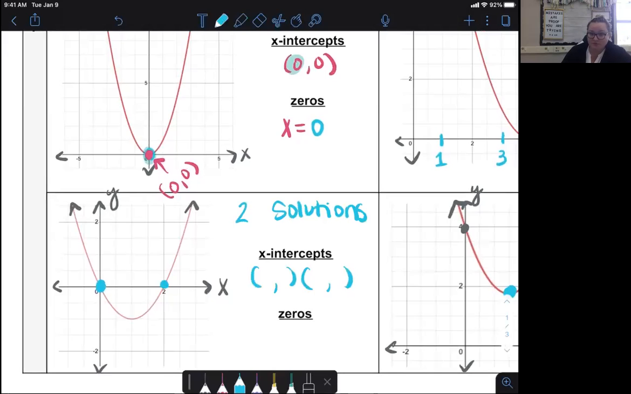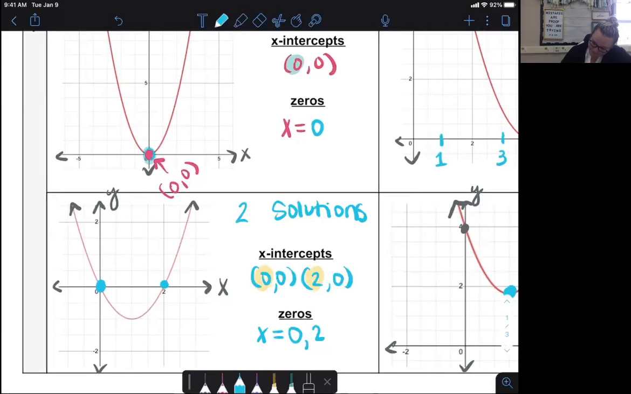So the points you should have written are 0, 0 and 2, 0. Now, when you write the zeros, you're going to write x equals, and because there are 2 x values here, we have 0 and we have 2. You just put them as a list. You list them, x equals 0, and then a comma, and then 2. What this means is x equals 0 and x equals 2.